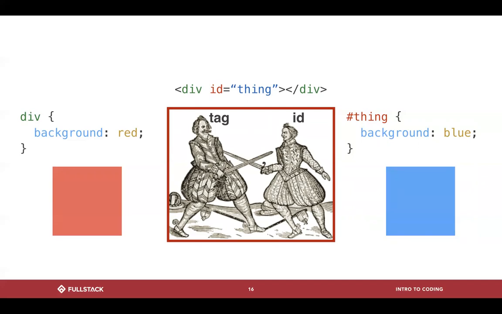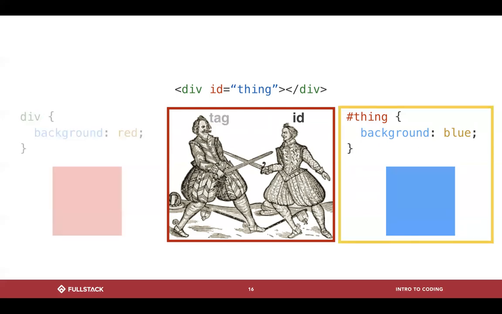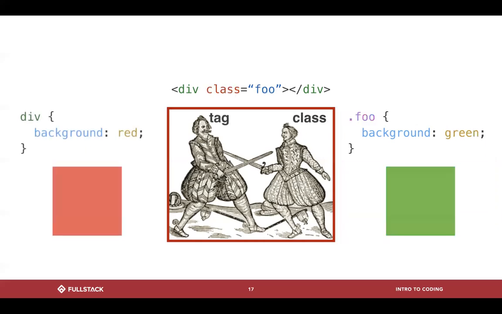So we have this conflict, right? We have this div that's getting 2 rules assigned to it saying conflicting things. One saying your background should be red, the other saying that your background should be blue. So how does this get handled? What wins in this case is this ID thing. Its background will be blue. There's a certain hierarchy of rules for this stuff.